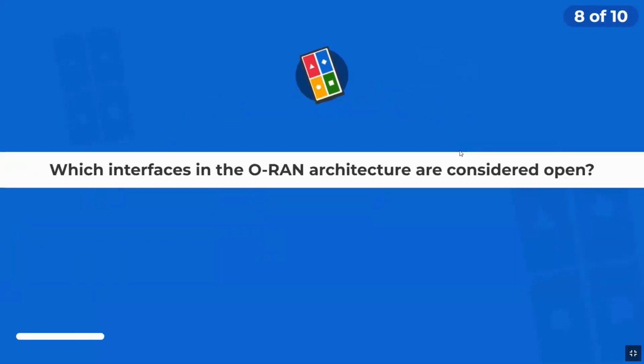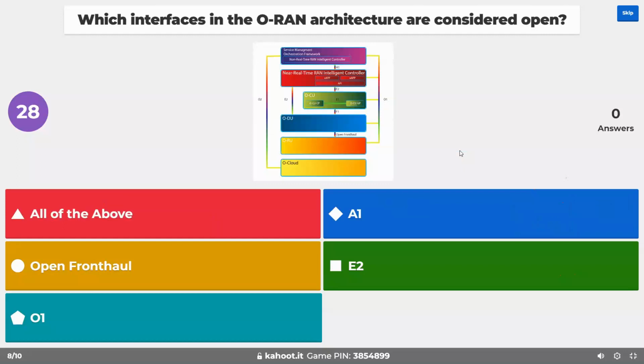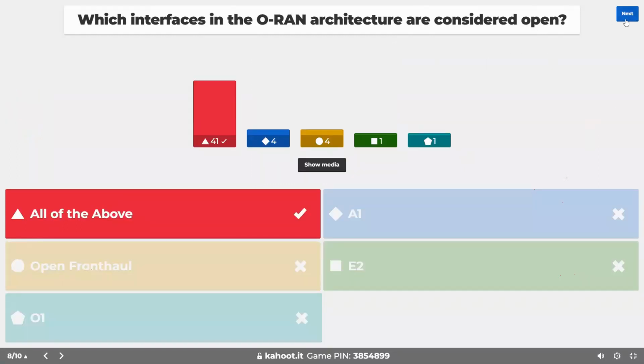Number 8. Which interfaces in the ORAN architecture are considered open? All of the above. All of them are open interfaces.